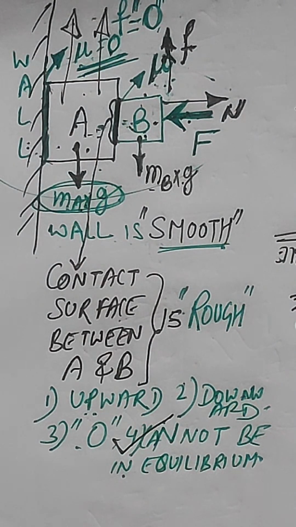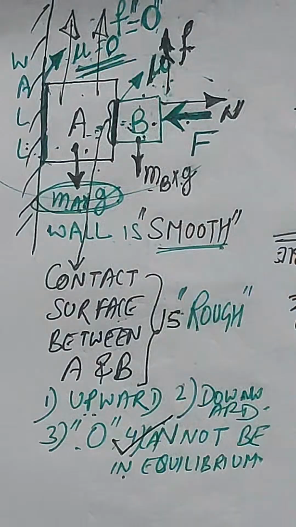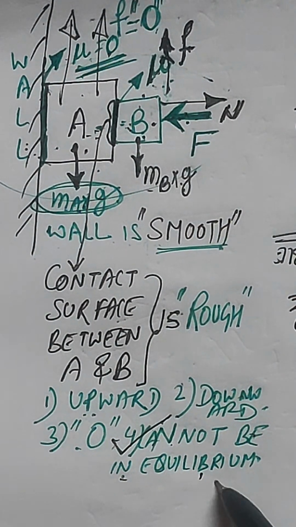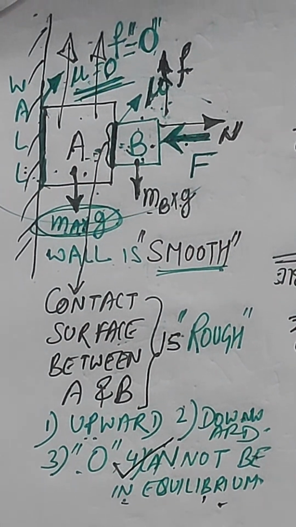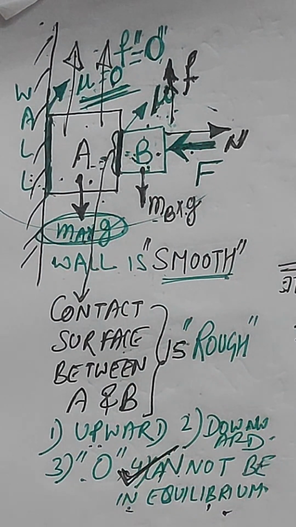Because it was asked to us about the friction on B due to A in equilibrium. So definitely there will be friction, but the system is not in equilibrium. This is the most suitable option. So that's why option number D, or option number 4, is correct, right?